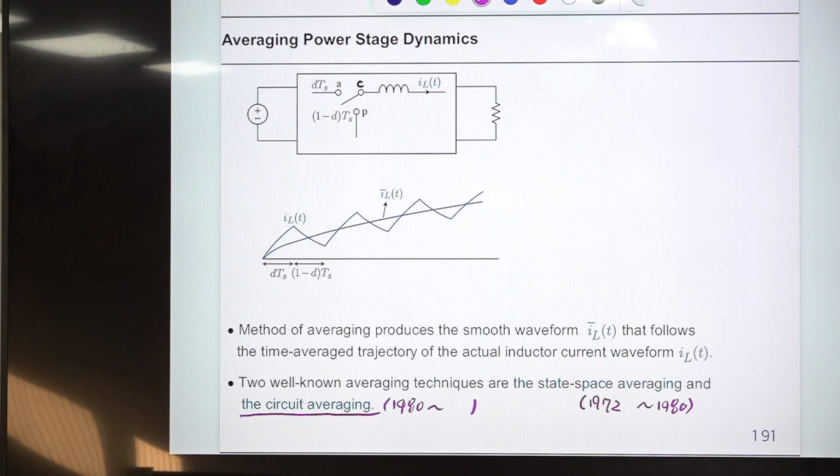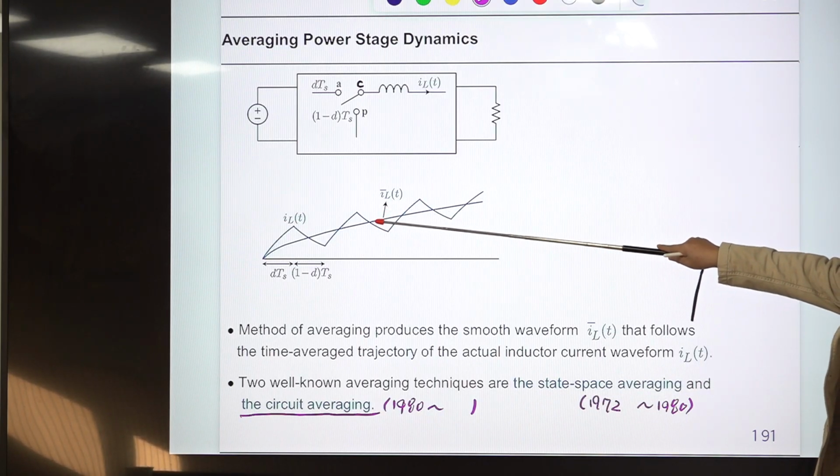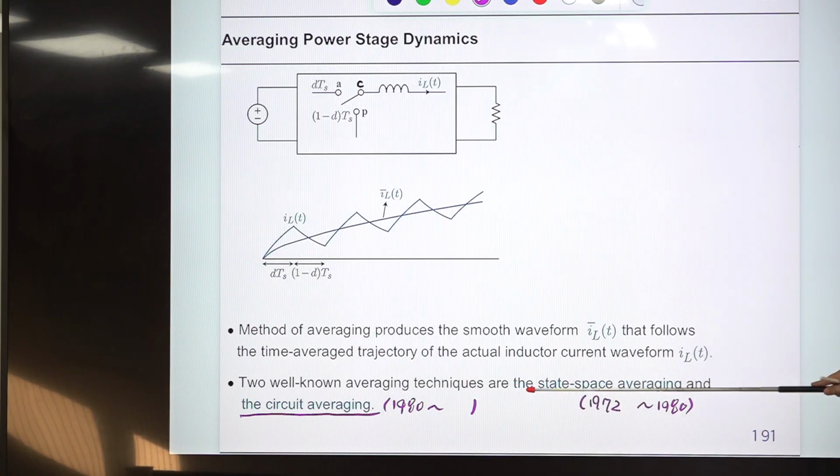In this technique, they averaged the state space description, or state equation, of the dynamic system, which varies from on time to off time. So there are two different sets of state equations, and they average them with some appropriate weighting factor to have one state space equation which describes the time averaged behavior of this system. This is very general, so it can be applied to any dynamic system.